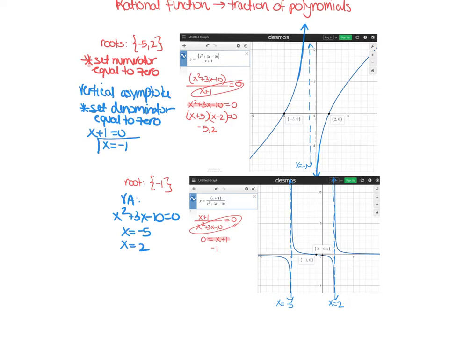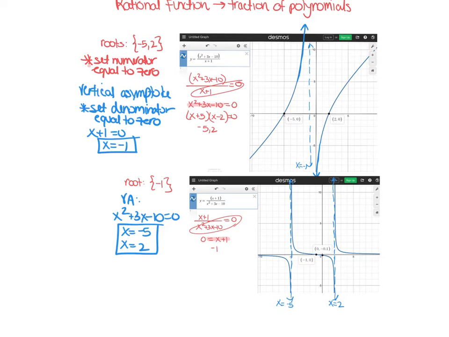Now notice that I do write those as an equation because it is an equation of a line. My roots are not a line, right? Those are just the x values that make our function equal to 0. Vertical asymptotes are an equation of a line.